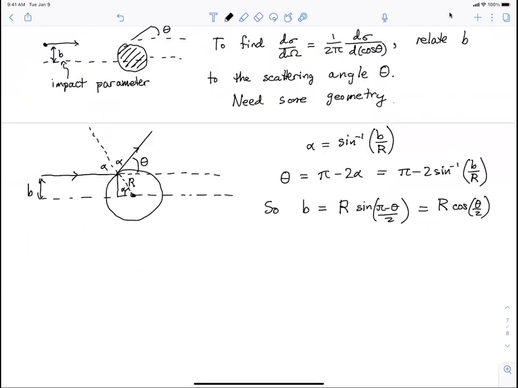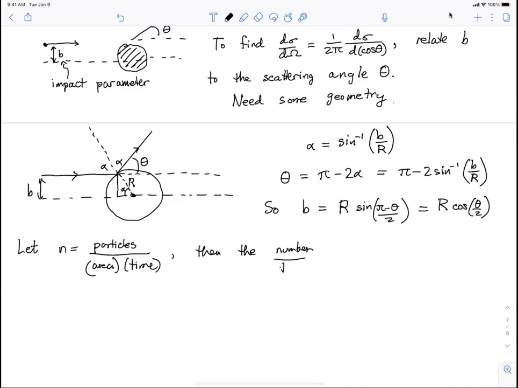So now let's let, as we defined before, n equal the particles per unit area per unit time. Okay. Then the number per unit time with impact parameter between B and B plus dB.